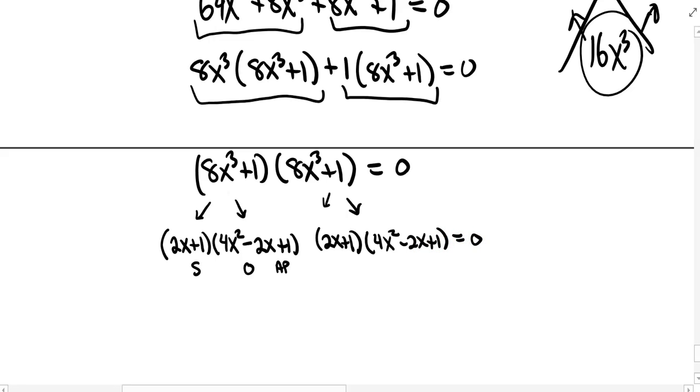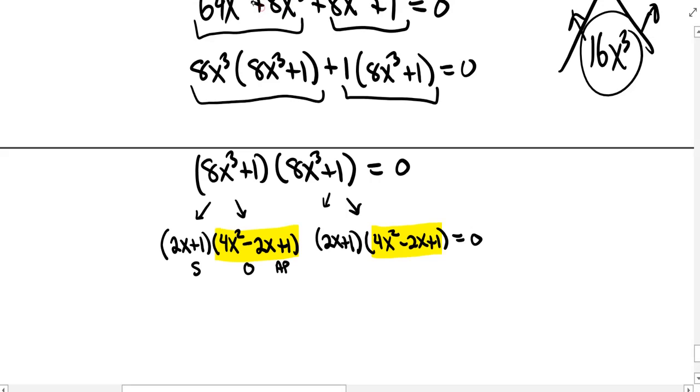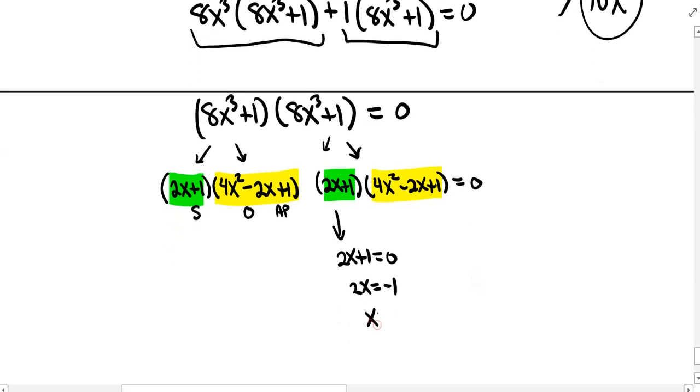The three-term factors, the ones I'm going to highlight, are not factorable, and so you don't have to solve those. And then the two-term factors are exactly the same, so they're going to give the same answer. So really you only need to take one of them, set it equal to 0, and solve. And you get x is equal to -1/2, and that's your answer.